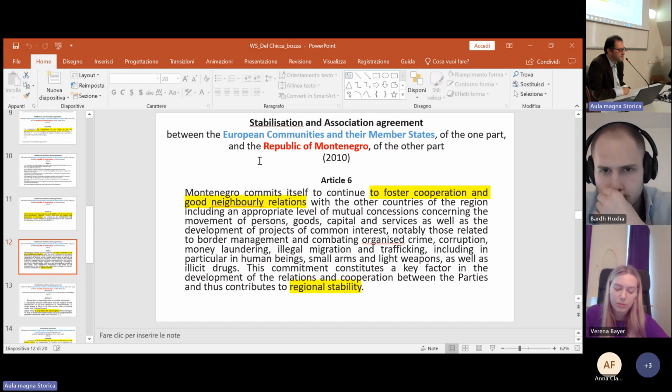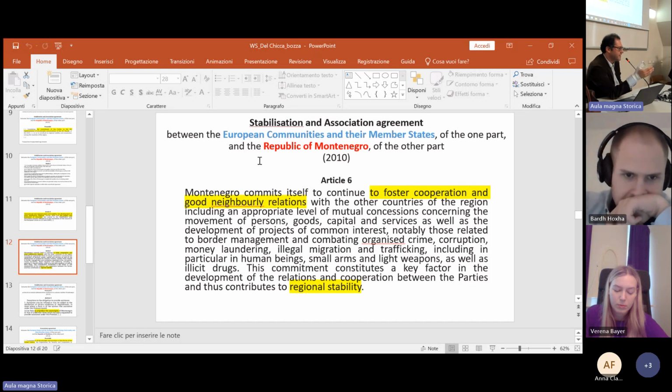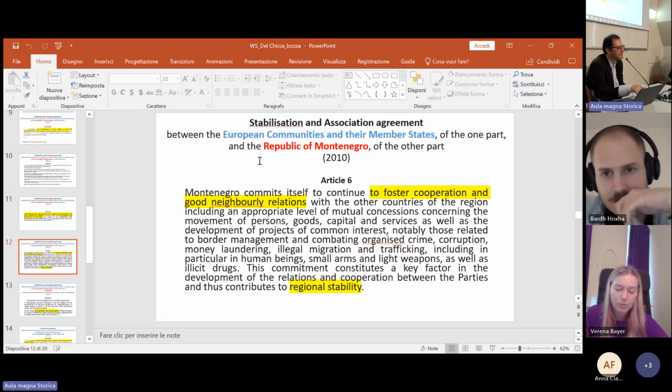Once again, Article 6 of this agreement says that Montenegro, only Montenegro, commits itself to continue to foster cooperation and good neighbor relations with the other countries of the region. Only Montenegro must fulfill this obligation in Article 6. Not the state parties, the parties of this agreement, the European Community on the one hand and the Republic of Montenegro on the other hand. Not all who signed this agreement, but just Montenegro committed itself to this.